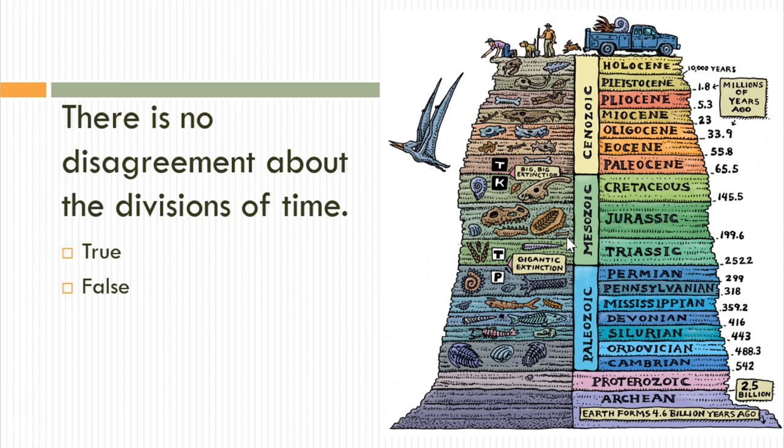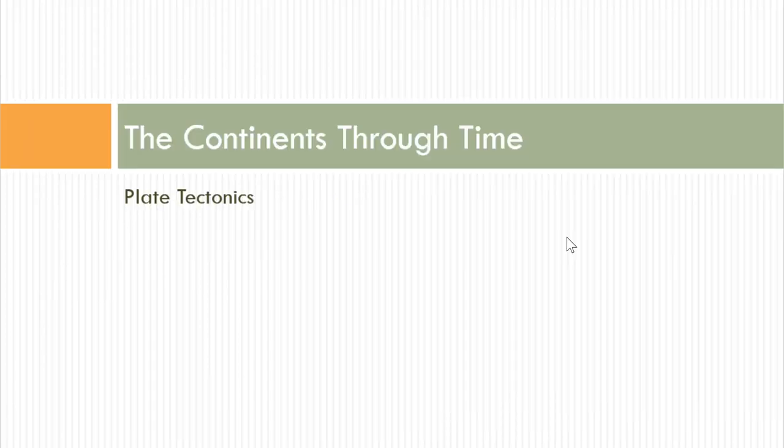Divisions of time historically are based on fossils and major events like extinctions. Some people disagree, and it's possible that sometimes these time periods might change if you find that you've made mistakes or if things don't line up. So there's debate about it, just like everything in science. Nothing in science is solidified 100%. There's always a certain amount of uncertainty, and you don't really know if a prediction that you've made is true until it happens. We'll talk about this more later on.